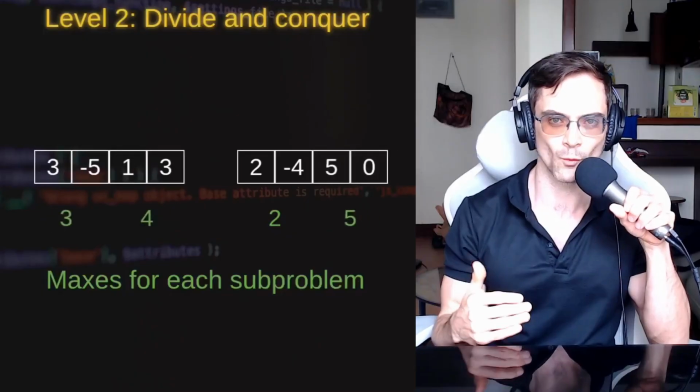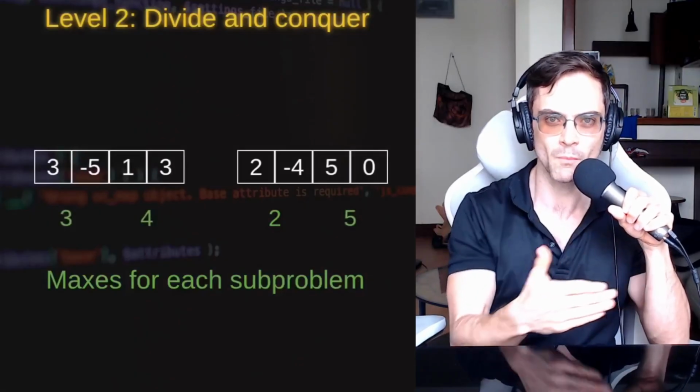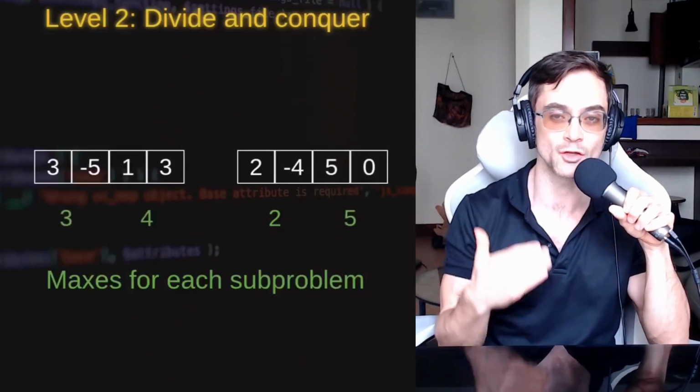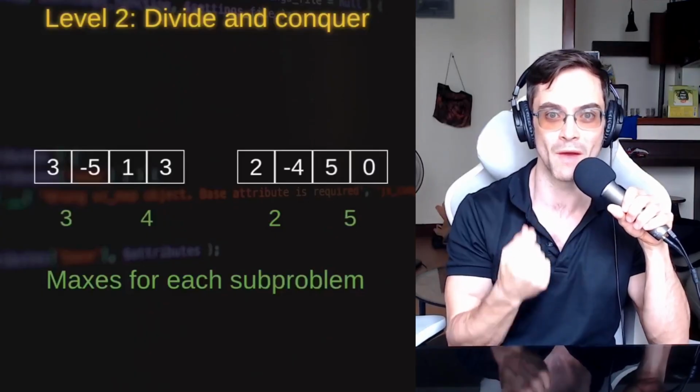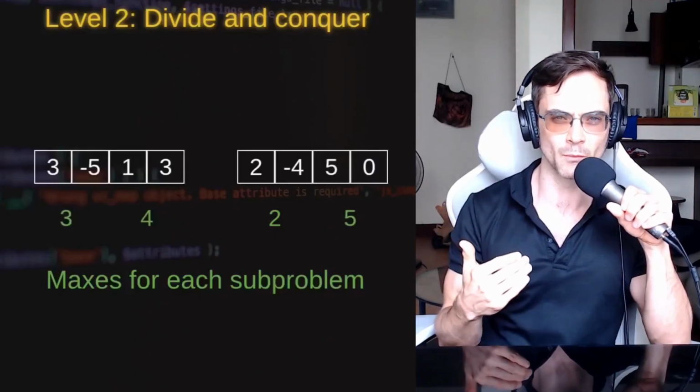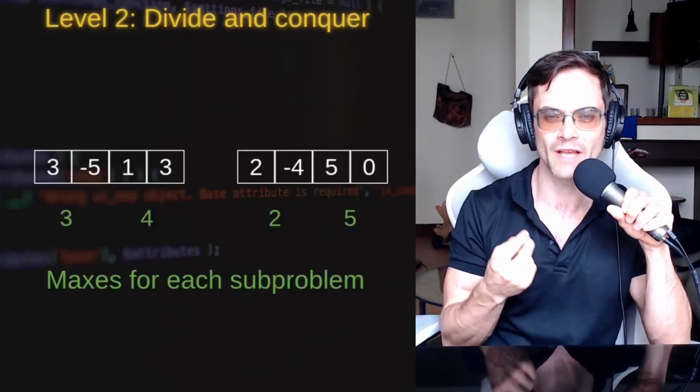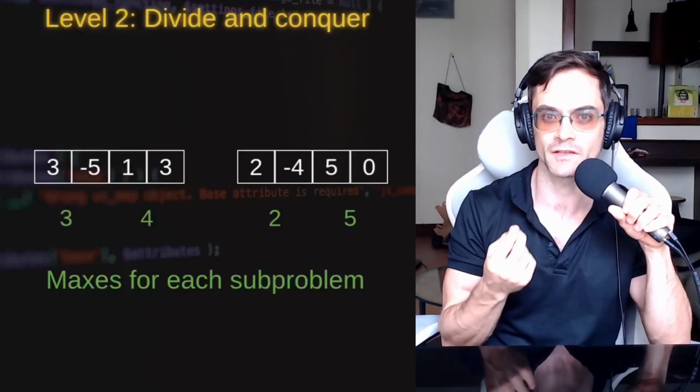Let's combine again. We'll compare the max on the right with the max on the left, and the max that you could get from straddling the boundary between them. But at this point, it's a little bit less clear how exactly we'd calculate what that straddling sum is.